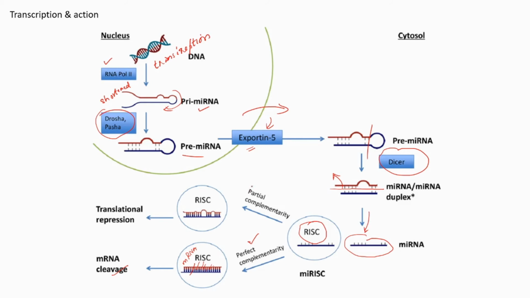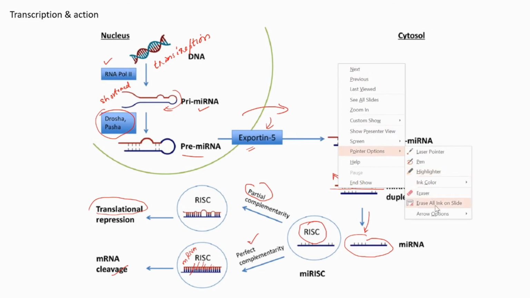And if it has only partial complementarity, then what will it do? If only partial complementarity is there, then it represses the translation. Instead of cleaving that mRNA, it prevents its translation. This is the mode of action. I think it's very clear to you. Again, I will explain the whole thing with the help of a video. Okay, then we can go and see that video next.